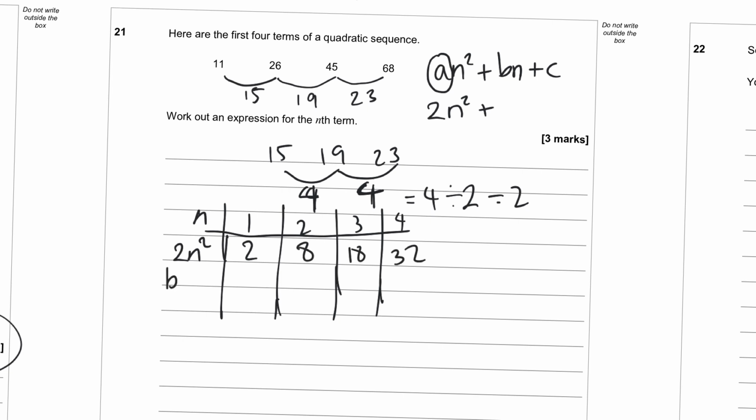Then that means the rest of it, the bn plus the c, has to be equal to, because the first term is 11, that means that would have to be equal to 9, because 2 plus 9 is 11. So then basically work out the differences of the actual term that you're trying to get by what we have so far. So 26 minus 8 would leave us with 18, 45 minus 18 would leave us with 27, and then 68 minus 32 would leave us with 36. So because the bn plus c is meant to be equal to that, and then I'll put what the nth term is.